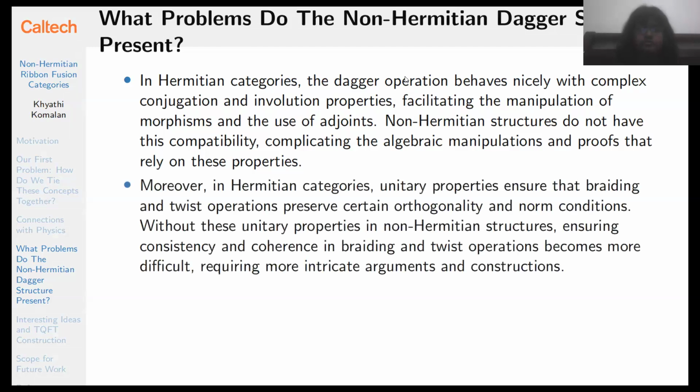So within Hermitian categories, these unitary properties that we have ensure that the braiding and twist operations preserve certain properties when it comes to orthogonality and norm conservation and so on. And without these unitary properties in non-Hermitian structures, it's kind of hard to ensure consistency and coherence in braidings and twist operations. And this means that you'll have to make a lot of constructions using the data that you do have in order to understand exactly what these things mean.